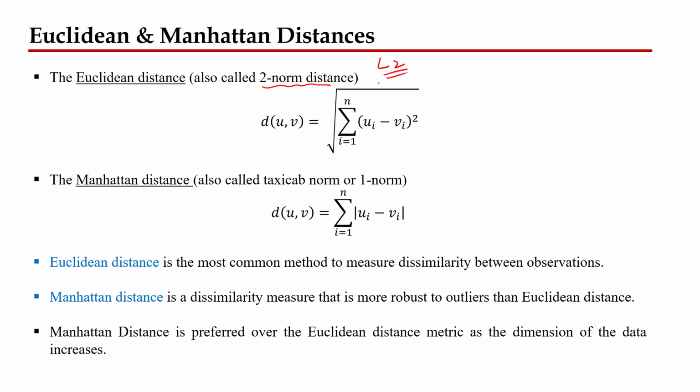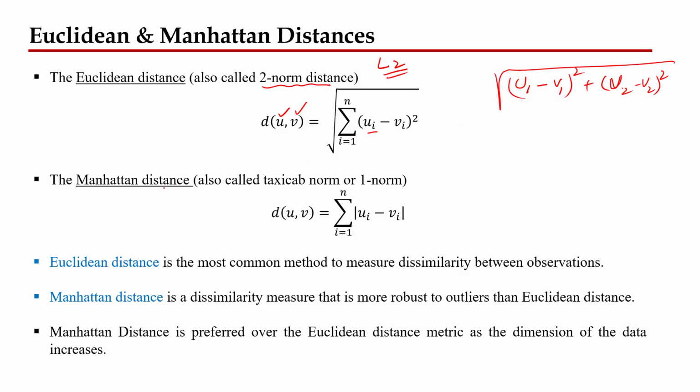This Euclidean distance is also known as the 2 norm distance, which is also known as the L2 norm. The formula for that is, if we have u and v variables, we take ui minus vi, take the square and sum it up. So if we have only two observations, we are saying u1 minus v1, take the square, plus u2 minus v2, take the square, and take the square root. That is the distance between those two observations.